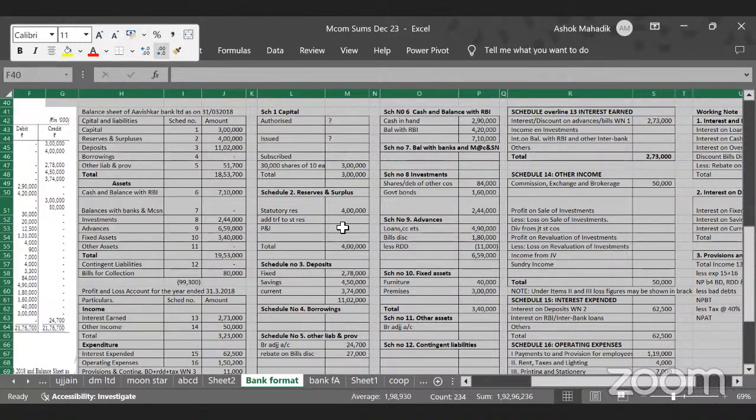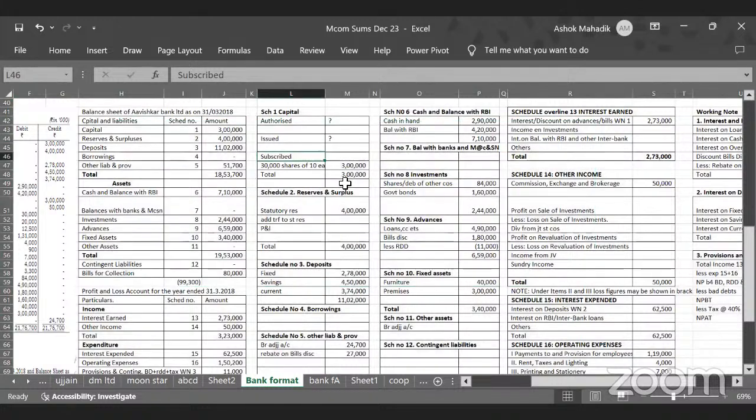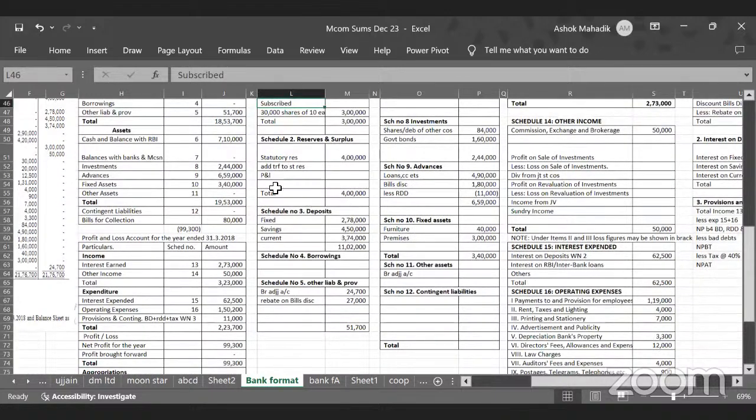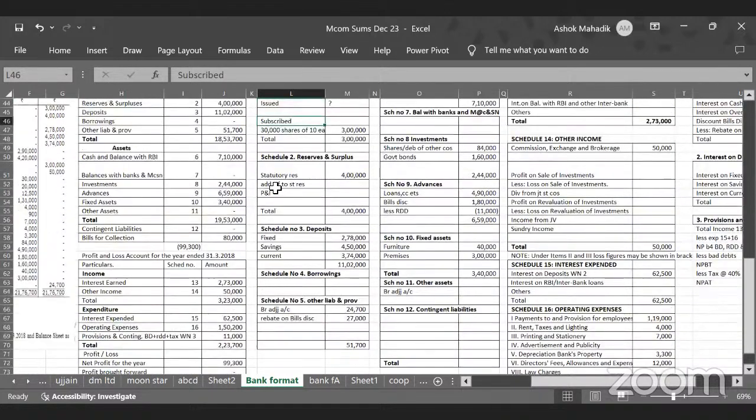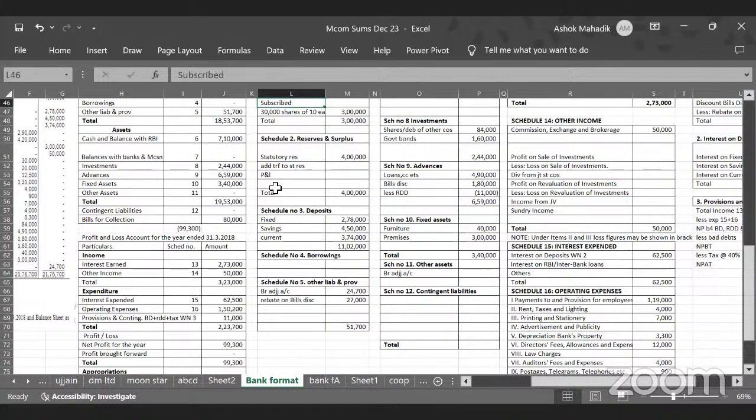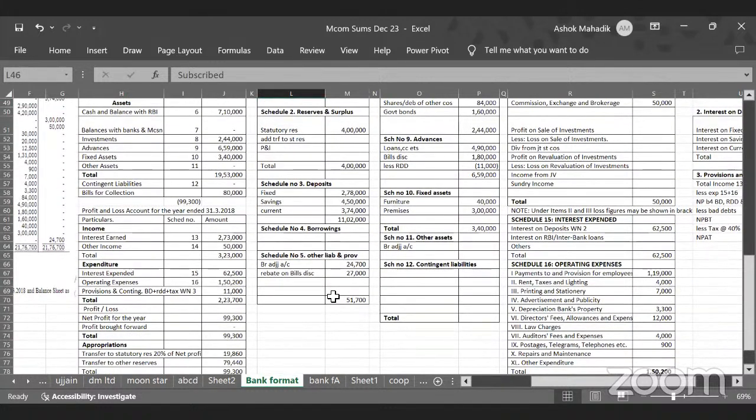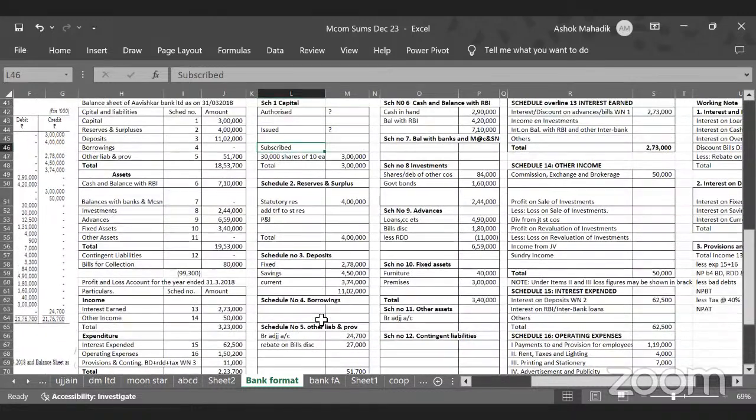Schedule 2, we cannot close it right now. Once we close P&L, then only we can close this. So for timing, we have to keep it pending. Schedule 3, deposits, yes, it is reflected in the balance sheet also, 1102. Schedule 4 was not there, no borrowings. Schedule 5, 51,700, correct.